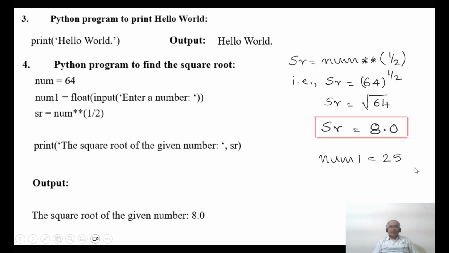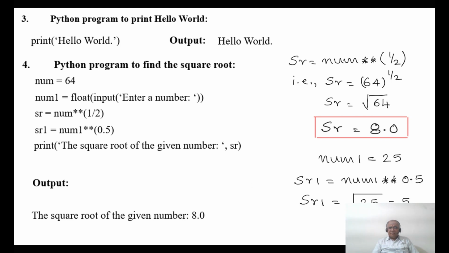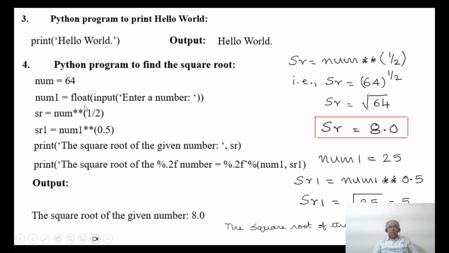So here num1 is equal to 25. SR1 will be equal to num1 double star 0.5. Half is 0.5. So num1 to the power of 0.5 is 25 to the power of 0.5, which is equal to 5. So the square root of the given number, the square root of the number is percentage point 2f, number equals percentage point 2f, close the bracket, close the quotes, percent num1 and SR1.